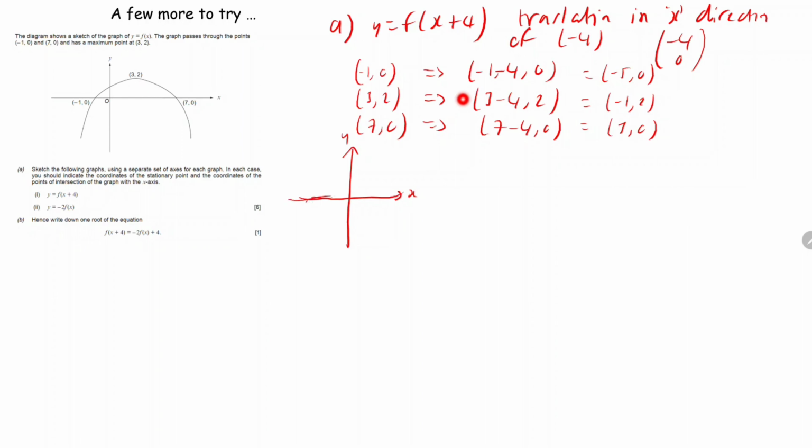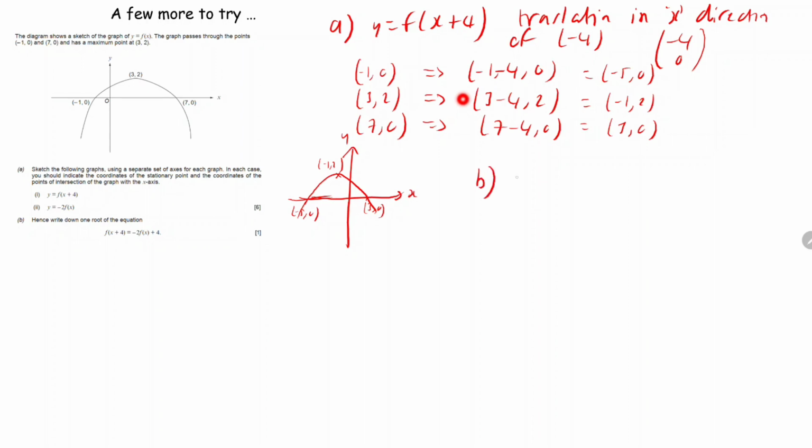-5, 0, -1 and -2. Sorry, -1, 2, and 3, 0, which puts us here, and then we can sketch through. We have our graph.